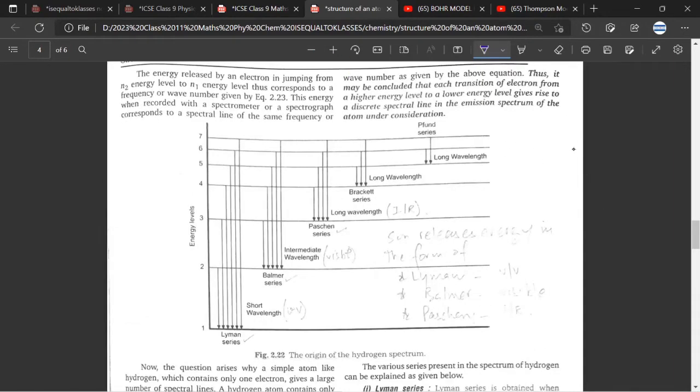The name of these series. We'll discuss these series, don't worry. Lyman, Balmer, Paschen, Brackett, Pfund. It is called Pfund, but I call it P fund so that I remember it correctly. Are we clear? So these are the 5 things. Either we understand or we cram. It is as clear as that. No other question is asked.